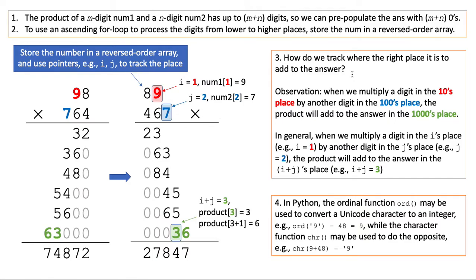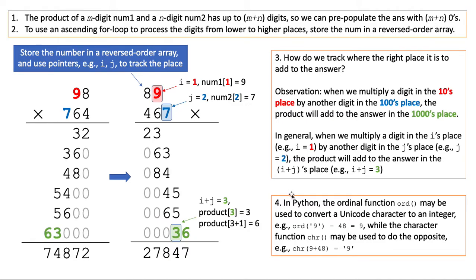Number 3, how do we track where the right place is to add to the answer? Observation. When we multiply a digit in the tens place by another digit in the hundreds place, the product will add to the answer in the thousands place, like this 9, 7, and the 3. In general, when we multiply a digit in the i's place by another digit in the j's place, the product will add to the answer in the i plus j's place.